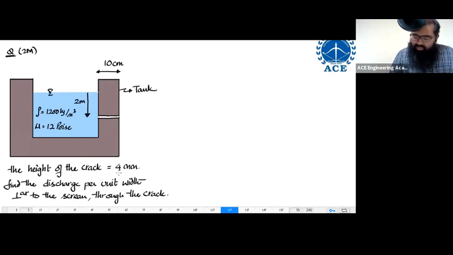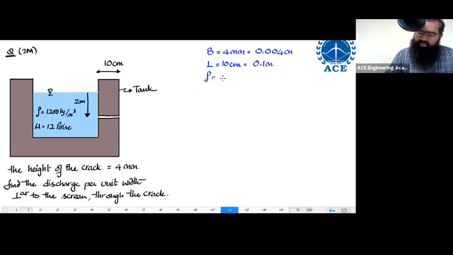This height of the crack is 4 mm. That is basically B. B is equal to 4 mm, or it is equal to how much? 4 mm is equal to 0.004 meters. The length of the plates, L over here, is equal to 10 centimeter. That is equal to 0.1 meters. The density is equal to 1200 kg per meter cube, and the value of viscosity is equal to 1.2 Pascal second. All these things are known to me.